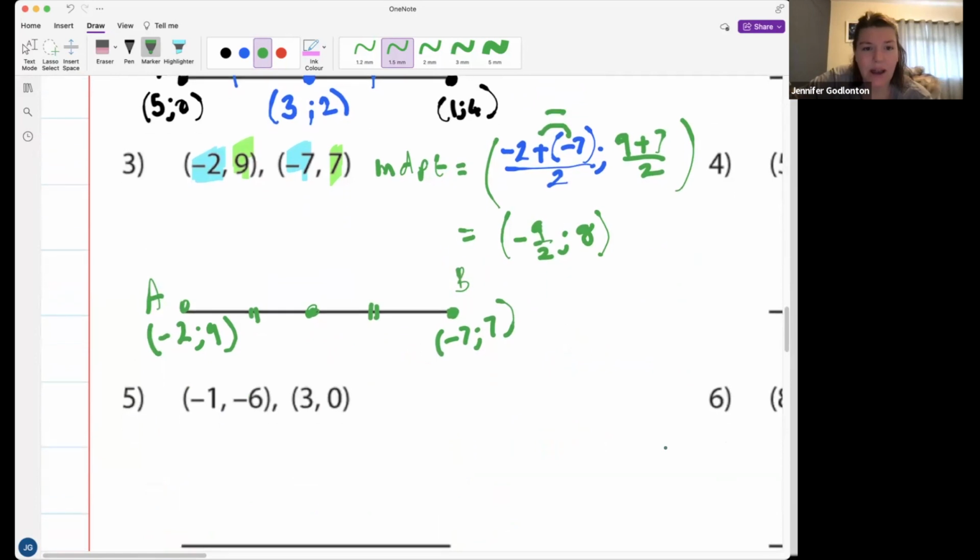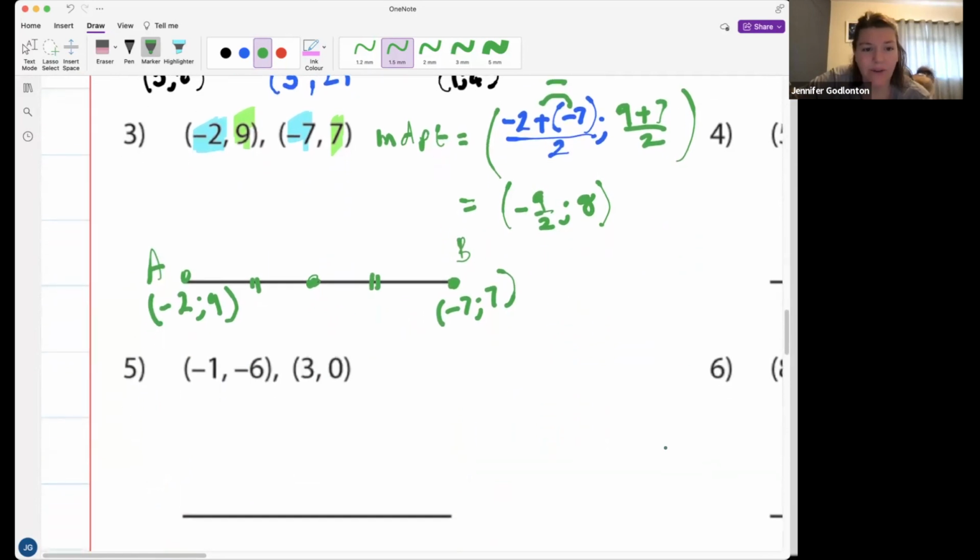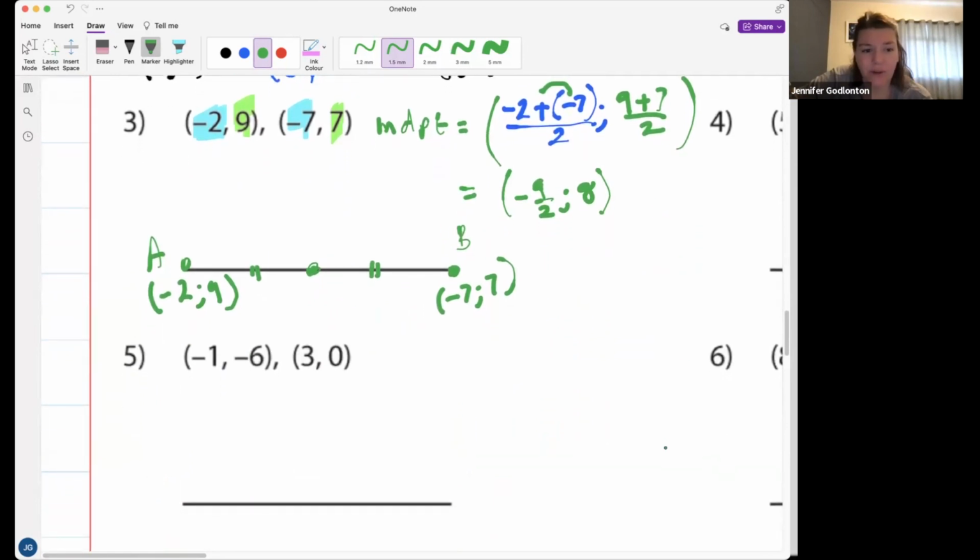This one, I am not going to give you a picture. I'm going to let you roll free with this one. So I want the midpoints. My coordinates are -1 and -6, and 3 and 0. And I am wanting the midpoint of those two.